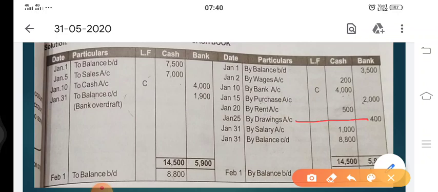Simply, even if you look not from the journal point of view, the simple thing is that the cash bank balance is reduced because of drawing. So since it is reduced, it is paying, and that's why it needs to be written on the credit side of the cash book.